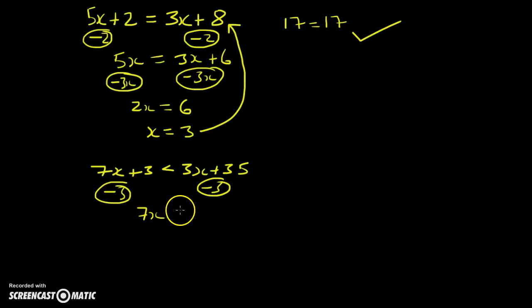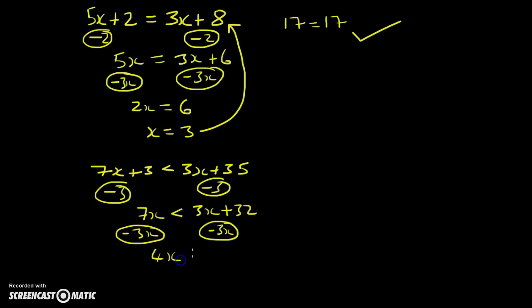So on the left hand side we get 7x, 3's cancel out, 3 subtract 3. And on the right hand side we get 3x, add 35 subtract 3, so that's 32. Now, we want numbers on the right hand side, so let's get rid of that 3x. Do the opposite. Subtract 3x, so 7x subtract 3x gives us 4x. 3x subtract 3x cancels out and leaves us with 32. Divide both sides by 4 and we get x is less than 8.